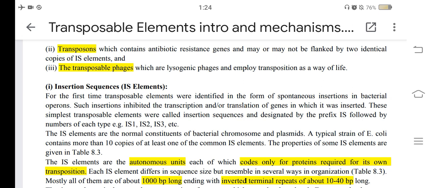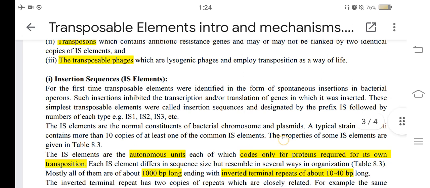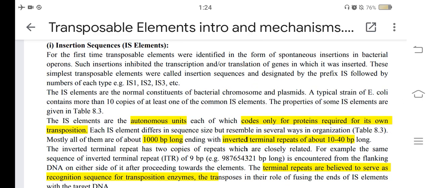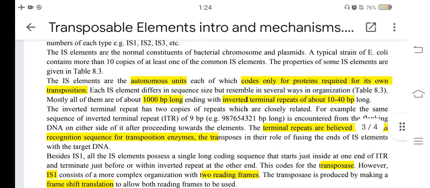Then insertion sequence, or IS elements. For the first time, transposable elements were identified in the form of spontaneous insertions in bacterial operons. Such insertions inhibited the transcription and/or translation of genes in which they were inserted. These simplest transposable elements were called insertion sequences and designated by the prefix IS, followed by a number for each type. The IS elements are normal constituents of bacterial chromosomes and plasmids. A typical strain of E. coli contains more than 10 copies of at least one of the common IS elements.